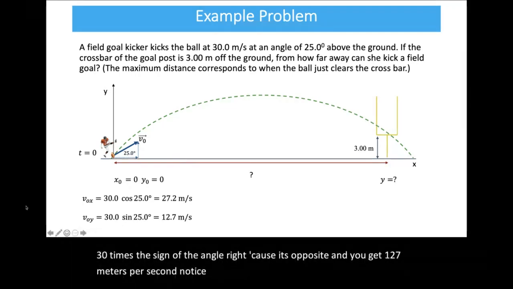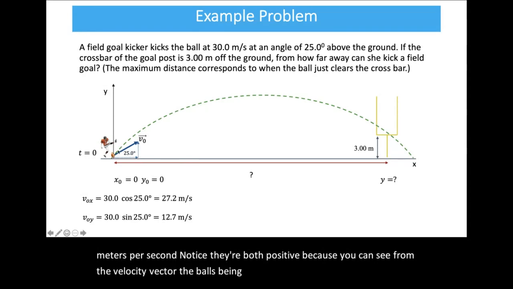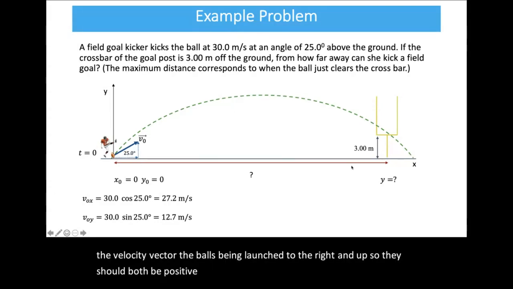Notice they're both positive, because you can see from the velocity vector the ball is being launched to the right and up. So they should both be positive. Okay, so that's where we start.